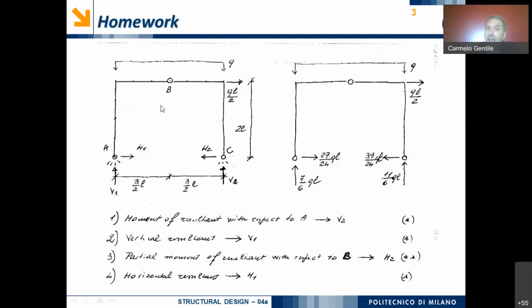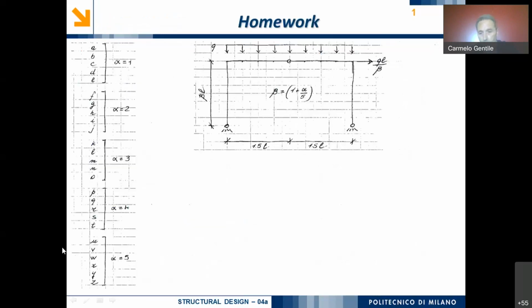But the ensemble constituted by the 2 beams is not indeed a rigid body. Why is it not a rigid body? Because we have an inner hinge, and the inner hinge in principle might allow a relative rotation between beam AB and beam BC.